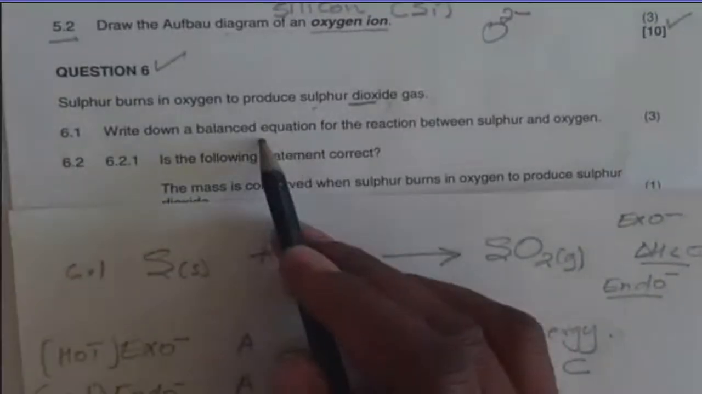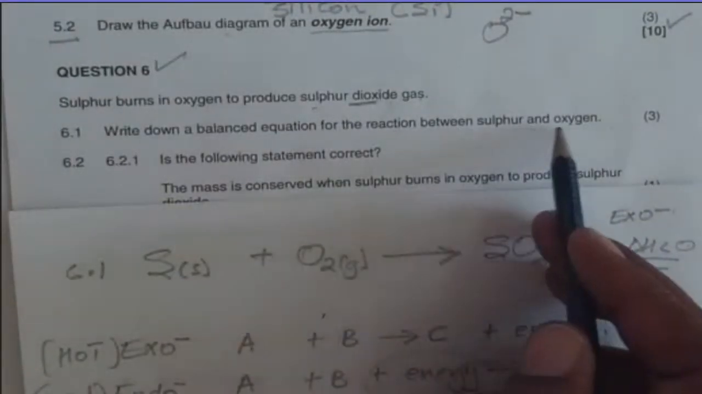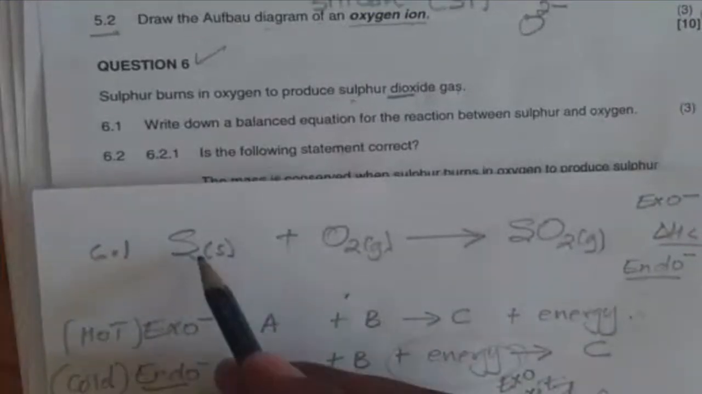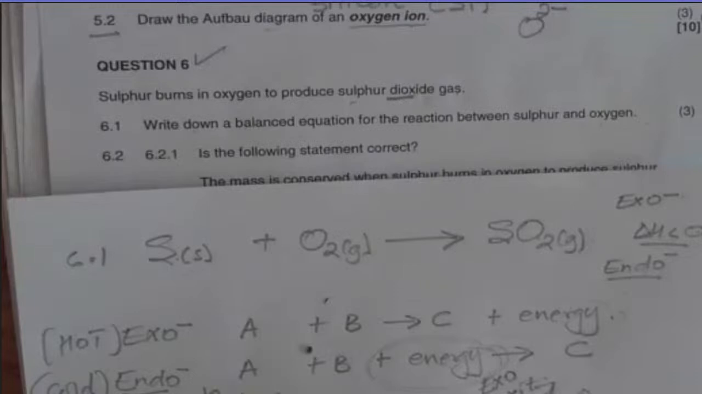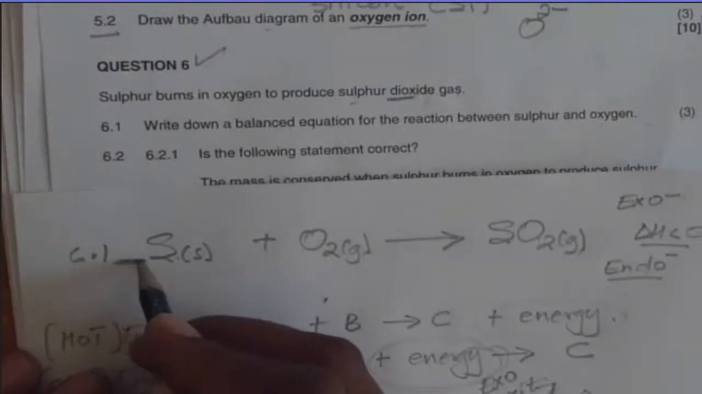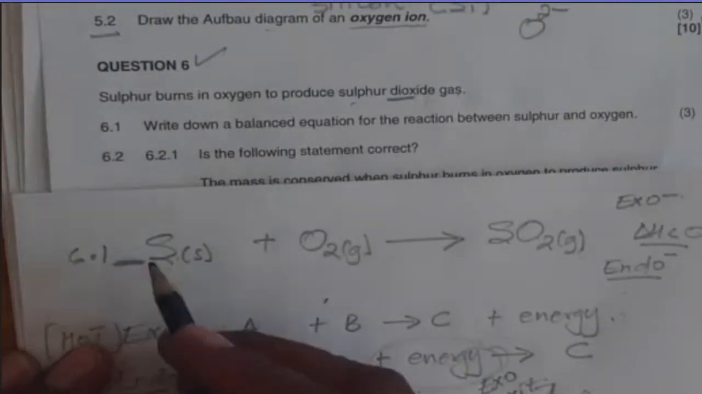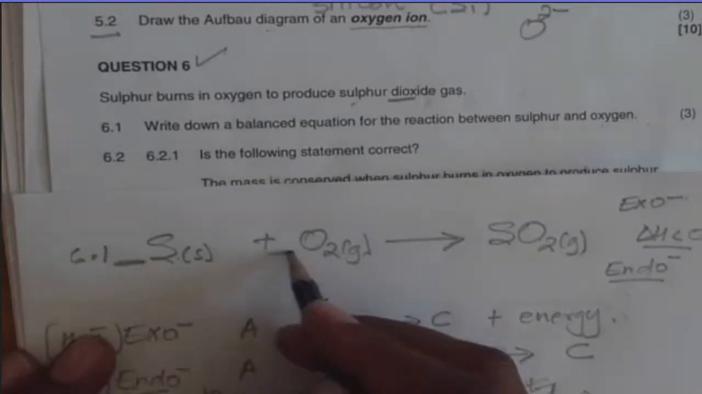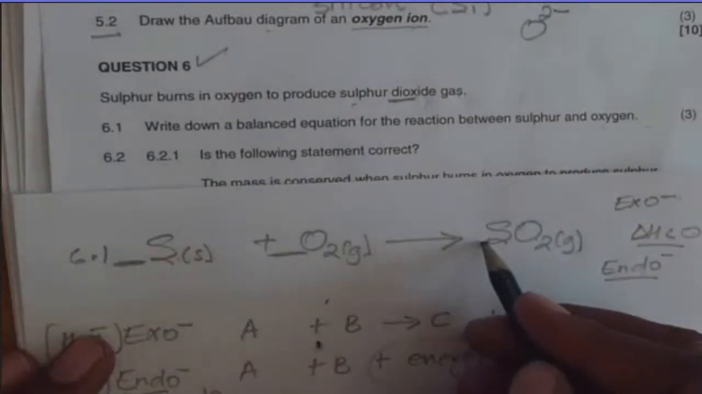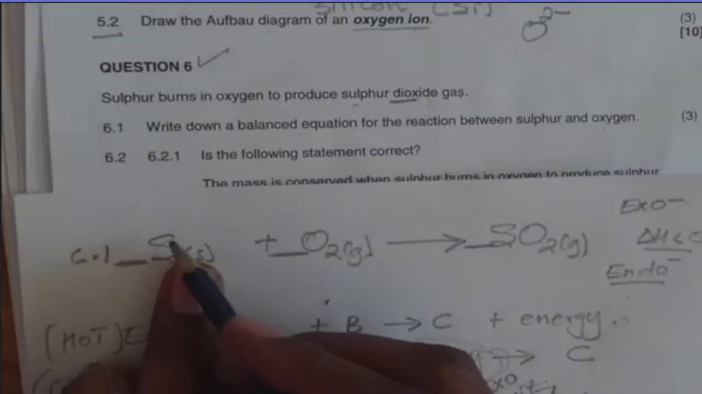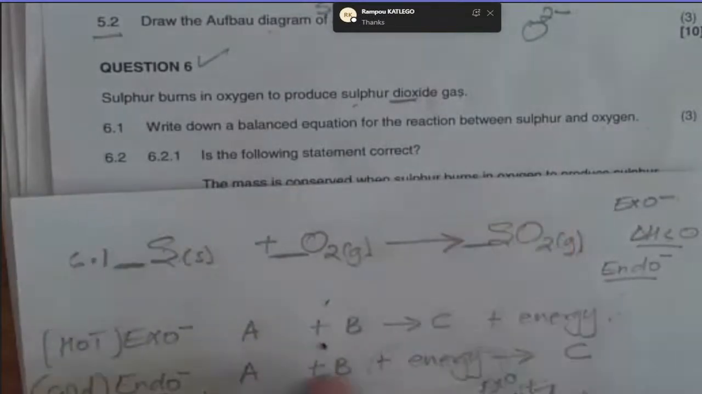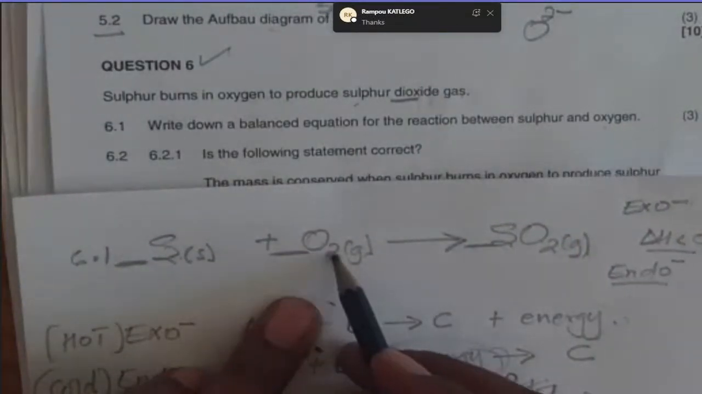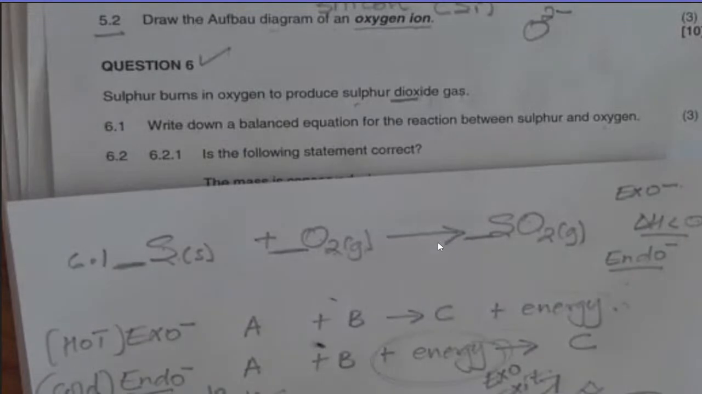6.1. Write down the balanced equation for the reaction between the sulfur and oxygen. I'm having sulfur and oxygen, so now I need to balance it. You are only allowed to use the pencil. Just try to use the pencil so that it will be easy if you want to make changes here. So I'm having one sulfur this side, I'm having one sulfur that side, I'm happy about it. But this side, I'm having 2 oxygens, I'm having 2, so this one is balanced.